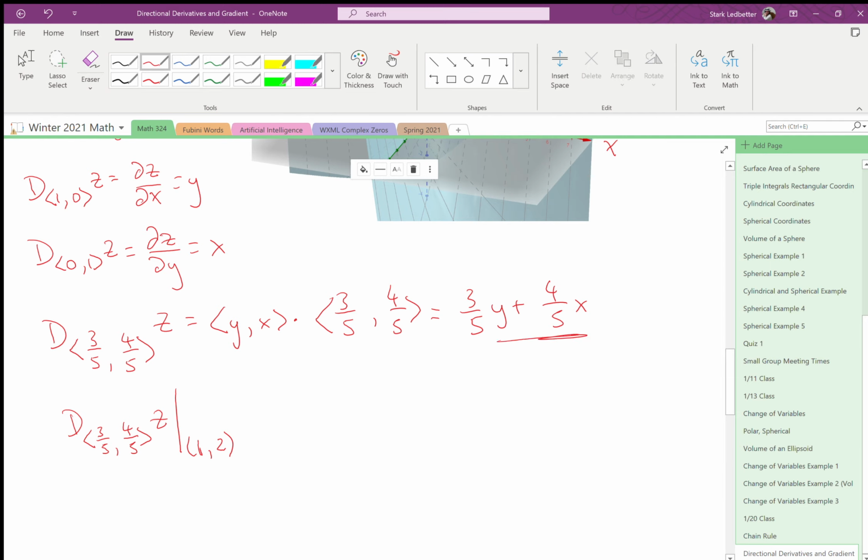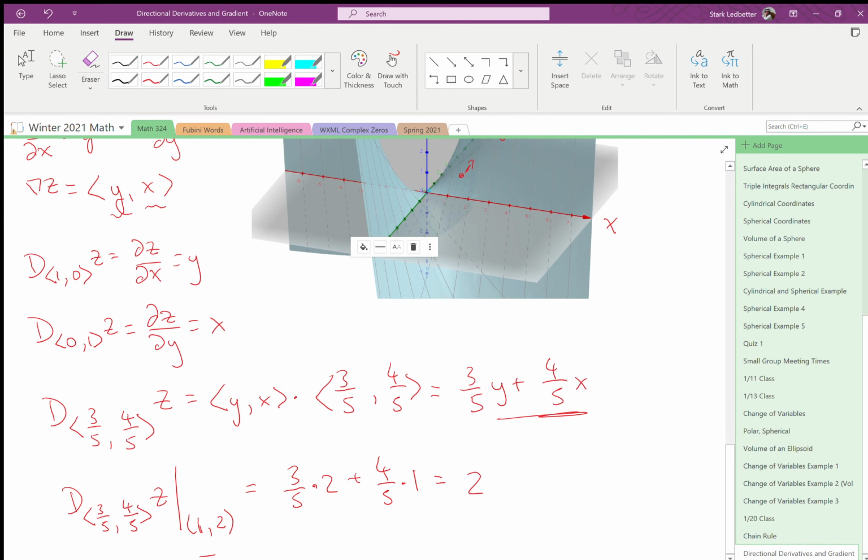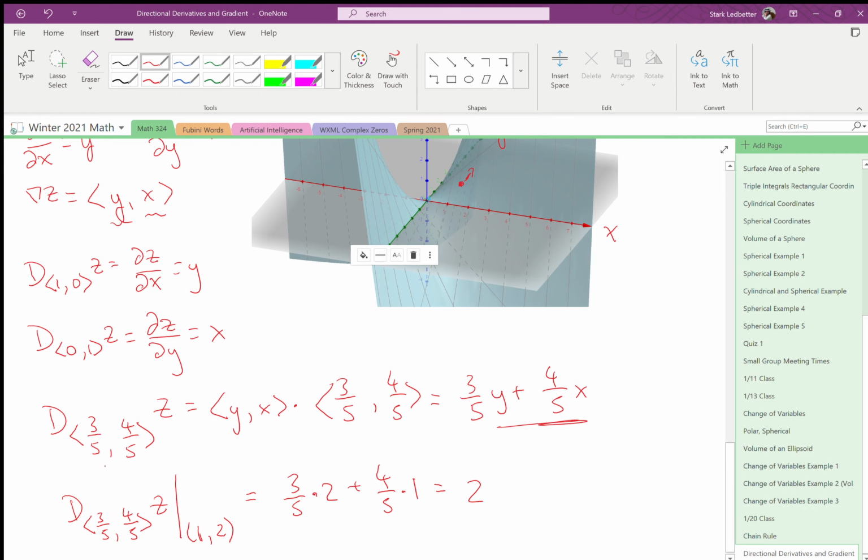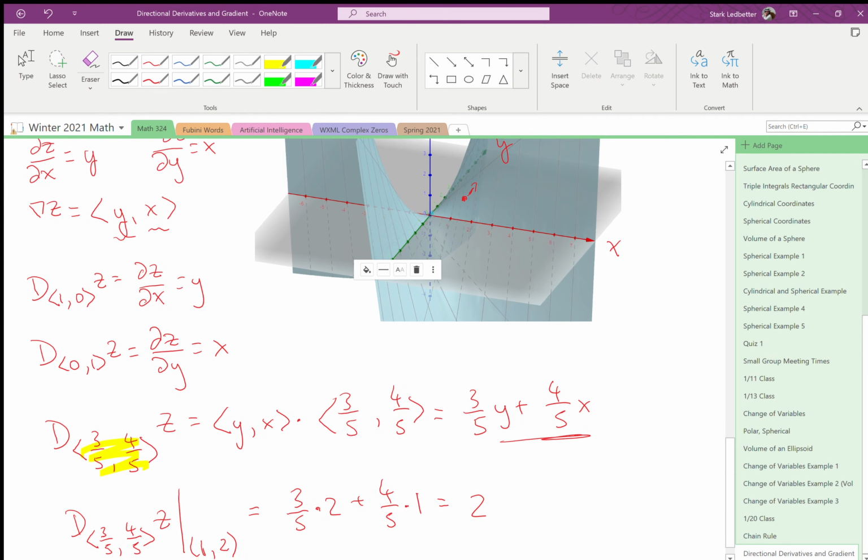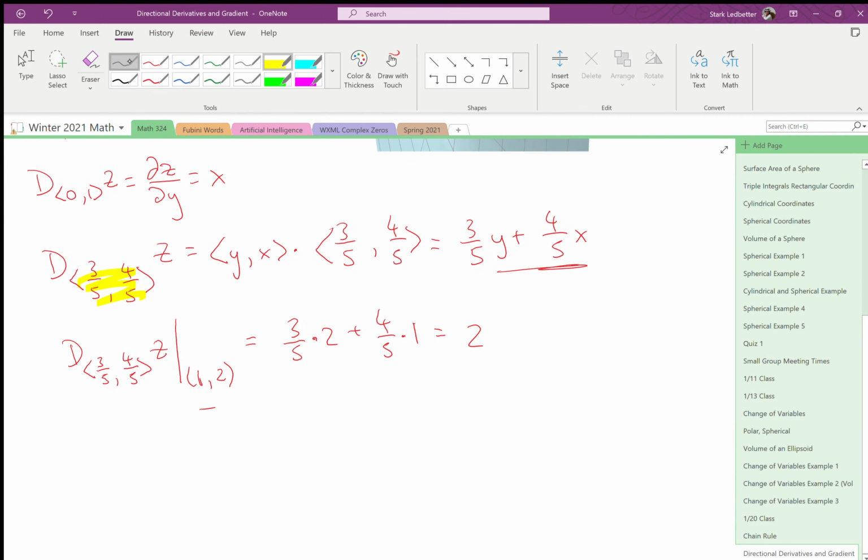Okay, so we've already calculated it in general, so I just have to plug in 1 comma 2. So 3/5 times 2 plus 4/5 times 1, that's going to be 6/5 plus 4/5 is 10/5, which is 2. Okay, so that means right at this point, for every unit I walk in the direction 3/5 comma 4/5, I'm going up 2 in the z direction. That's what that 2 means. So it's kind of tricky. There's 2 points you plug in. There's your position and then the direction you're going. And you need both of those before you get a numerical value for the directional derivative.